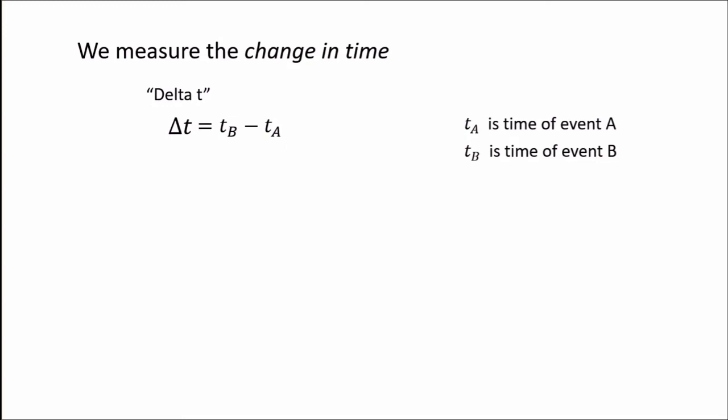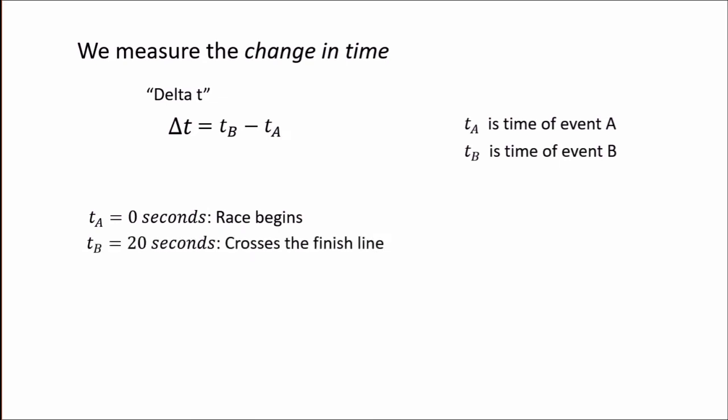Let's do one quick example. Let's say that at time equals 0, I start racing my RC car. Then, at time equals 20, it crosses the finish line. How long did that take? Well, I will use our handy formula. The second event, the crossing of the line, was at 20 seconds, while the first event, the beginning of the race, began at 0 seconds. So 20 minus 0 is, that's right, 20 seconds.